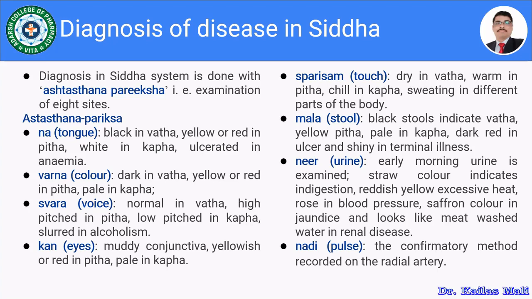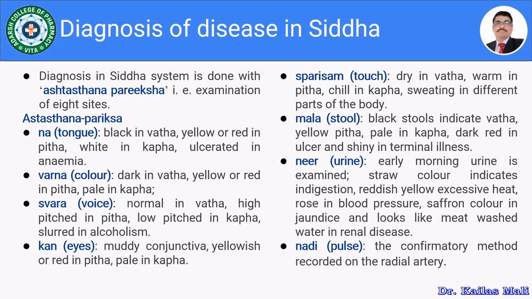Then Mala, it is also known as stool. The stool becomes black, which indicates the person is suffering from some imbalance in the Vata. Stool might be yellow in Pitta, pale in Kapha, dark red in an ulcer, and shiny in a terminal illness. So this is about the Mala, or the stool examination.